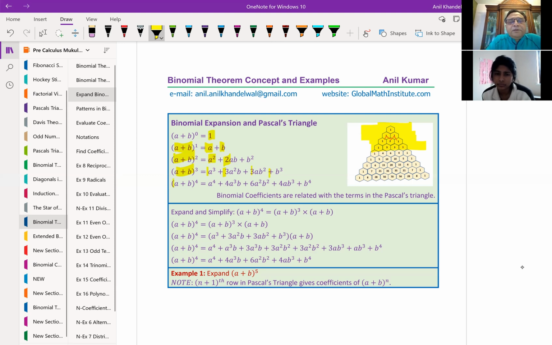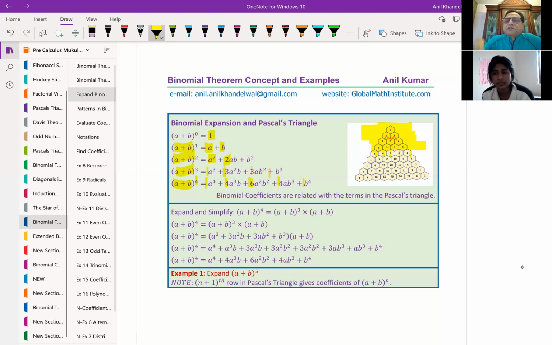So if I have a plus b to the power of 4, I know the coefficients should be 1, 4, 6, 4, and 1. And definitely, when the power is 4, there will be how many terms? There will be 5 terms, right? One more than the power. The 5 terms are with coefficients 1, 4, 6, 4, 1. Correct? So that is how you can easily expand using the Pascal's triangle.